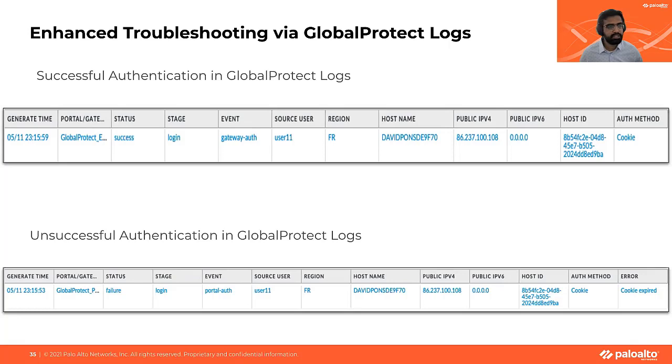So in this example, you can see that initially for the successful authentication, the source user 11 with the host name was able to authenticate with a public IPv4 address. And the auth method that was used was cookie. And in the unsuccessful attempt, you can also see that it is the same user trying to access the portal authentication using the same IPv4 public address, but the cookie had expired, and as a result, the user was required to manually input the credentials.